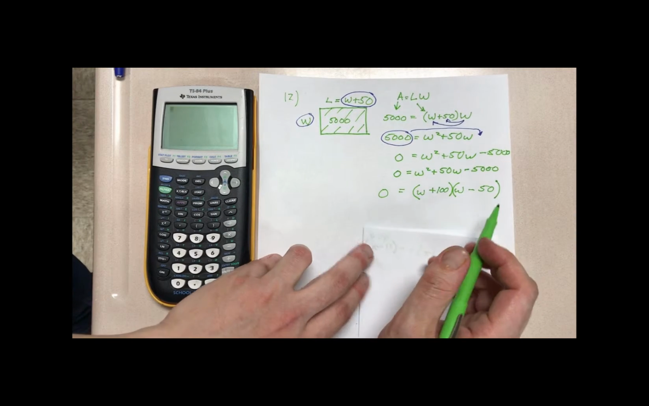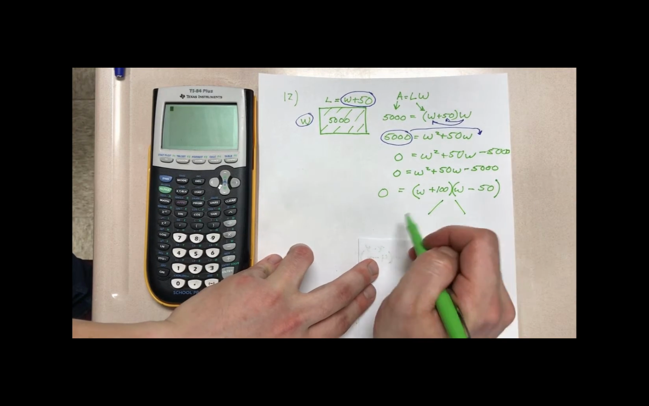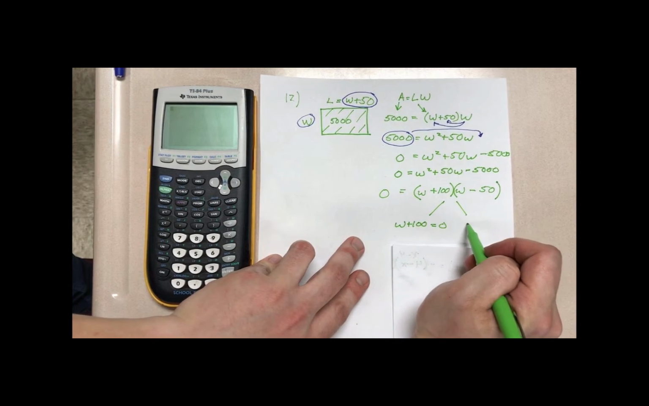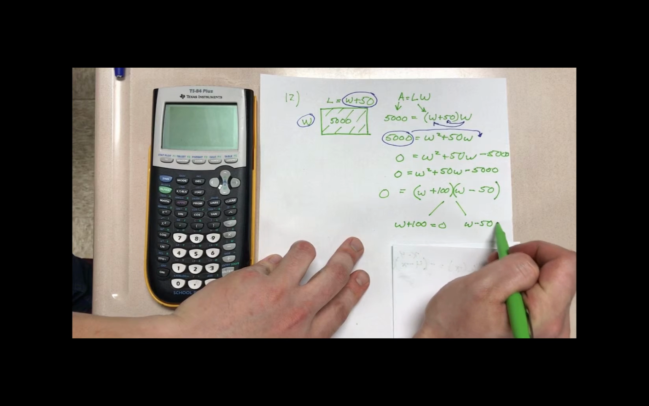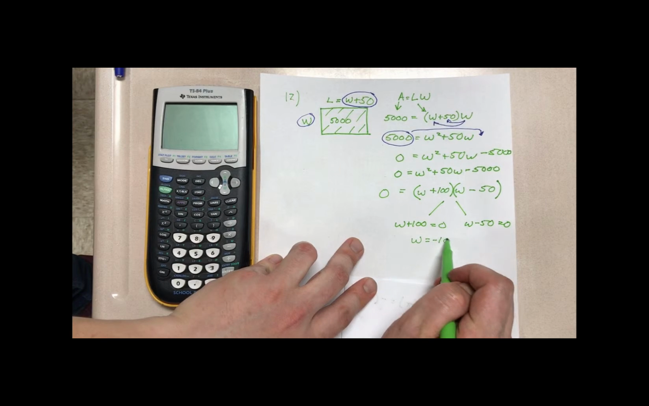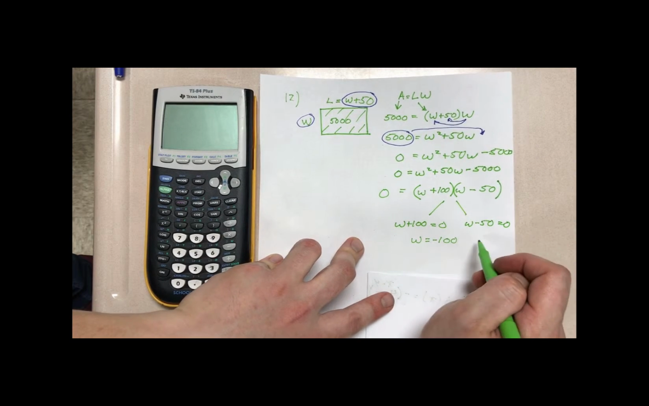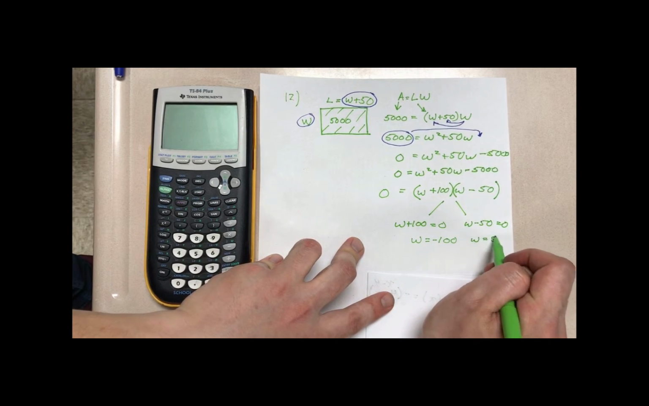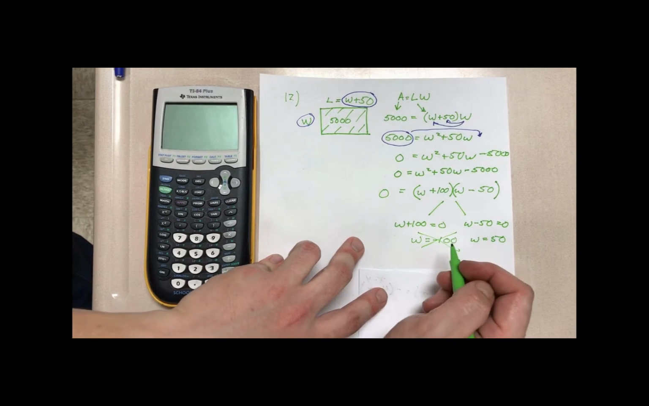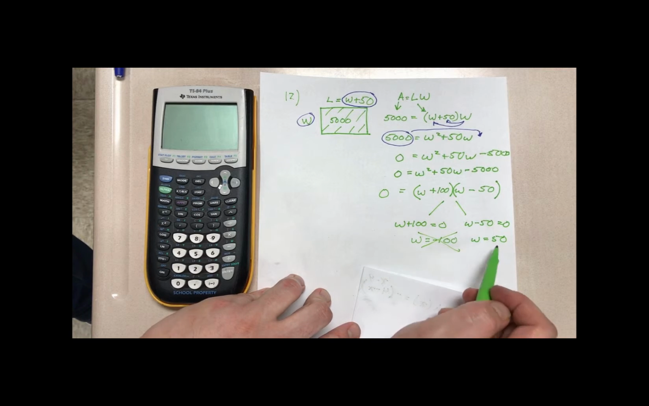Wonderful. Now we just need to set up our two situations here. We have W plus 100 equals 0, or we have W minus 50 equals 0. In this situation, what plus 100 is equal to 0, well, W is going to have to be negative 100. And what minus 50 is 0, well, W here will be equal to 50. Now, I'm going to reject this negative 100 because width can't be negative. So what's our width? 50.